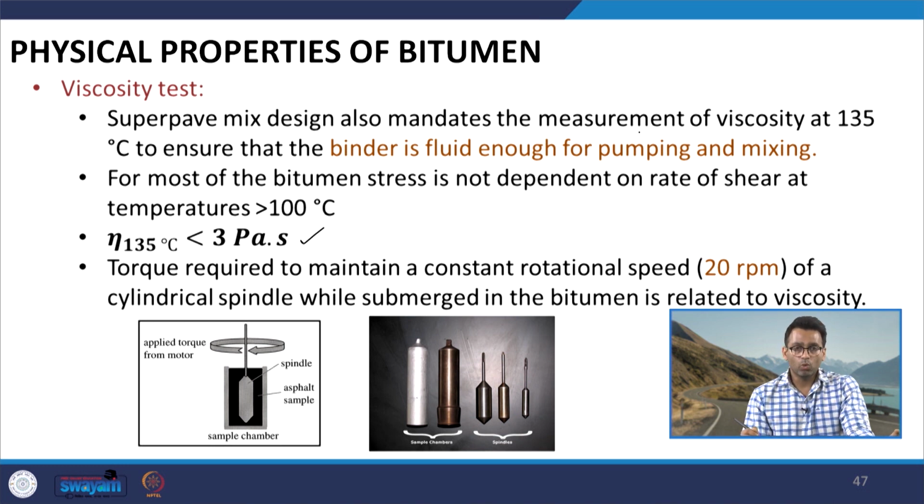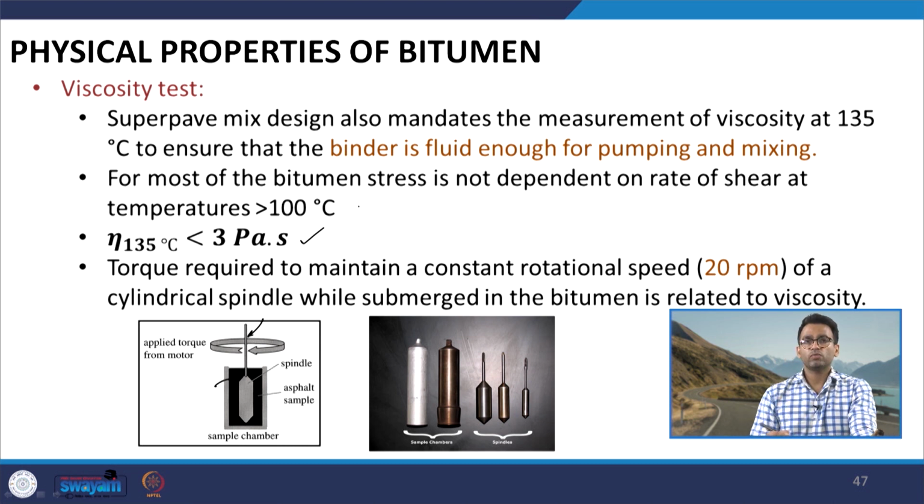We have a mold which is filled with bitumen, which you can see here, and then we have a spindle which we insert inside this mold filled with bitumen. Once the temperature at which we are interested to find out the viscosity is arrived, we will rotate the spindle inside the bitumen sample at a fixed rate of rotation, or at a fixed shear rate or rotations per minute.